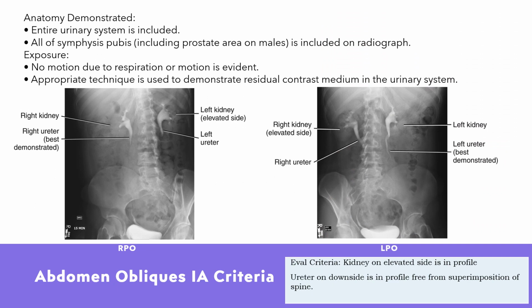Anatomy demonstrated for the oblique abdomen: the entire urinary system is included. All of the symphysis should be included, including the prostate area for males. No motion due to respiration should be evident. Appropriate technique used to demonstrate the residual contrast if you're using contrast. Evaluation criteria: the kidney on the elevated side is in profile, and the ureter on the downside is in profile and free from superimposition of the spine.